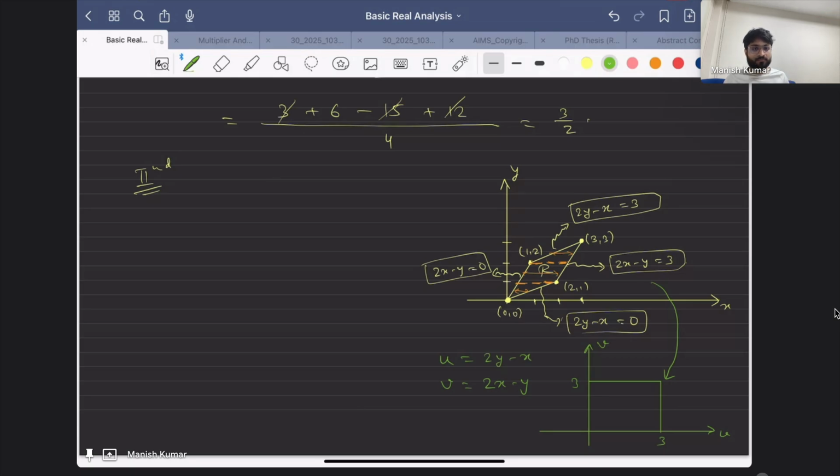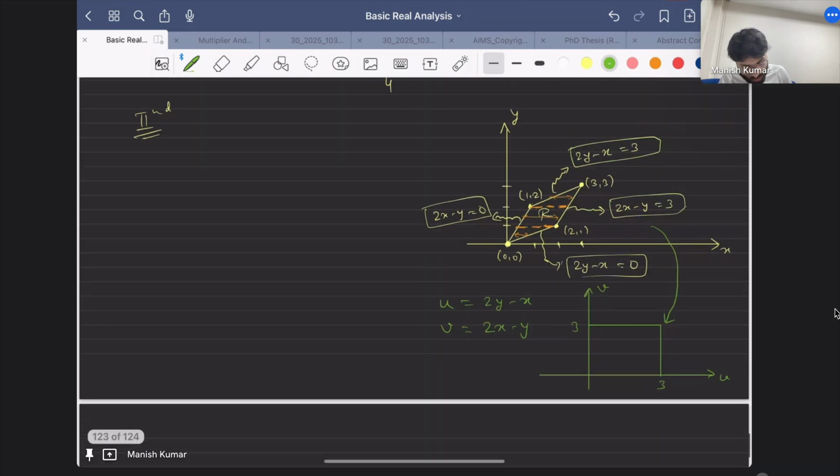Sir, can you elaborate on this a little bit more? Okay, yeah, sure. So see what I'm saying, once I do this change of variable, v equals 2y minus x, now let's look at this thing. So it says that 2y minus x is varying from 0 to 3 in this region, right?